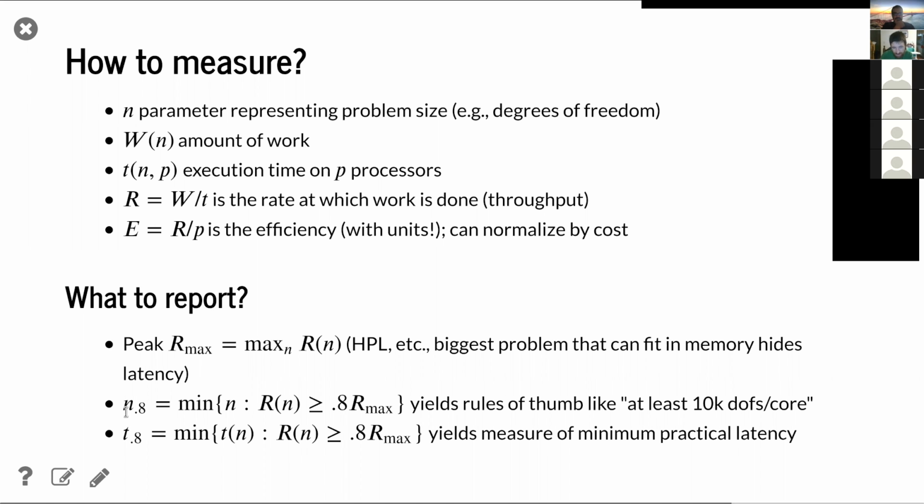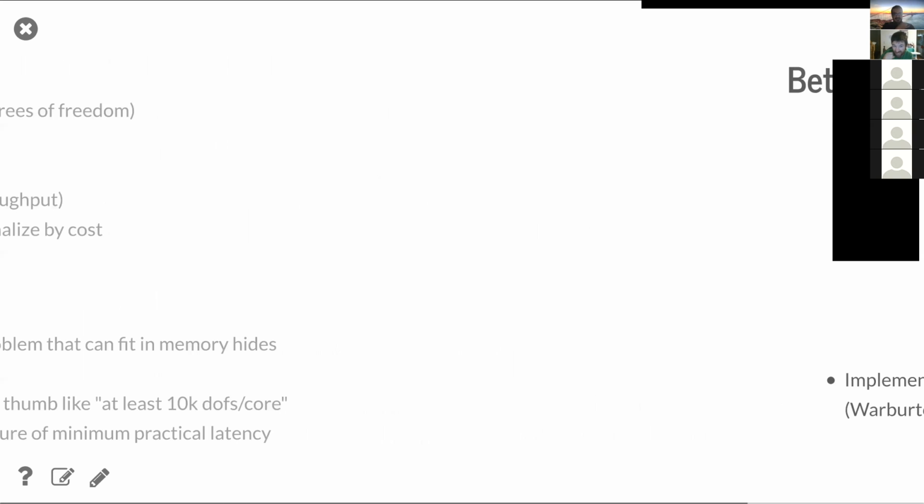And so the idea is n sub 0.8 is the problem size at which you achieve 0.8 of Rmax. It's the minimum such n. So this is the kind of smallest problem size at which you can achieve this respectable fraction of your peak efficiency. And the t sub 0.8 is how long it takes to execute that case. So this is like a practical measure of the latency.